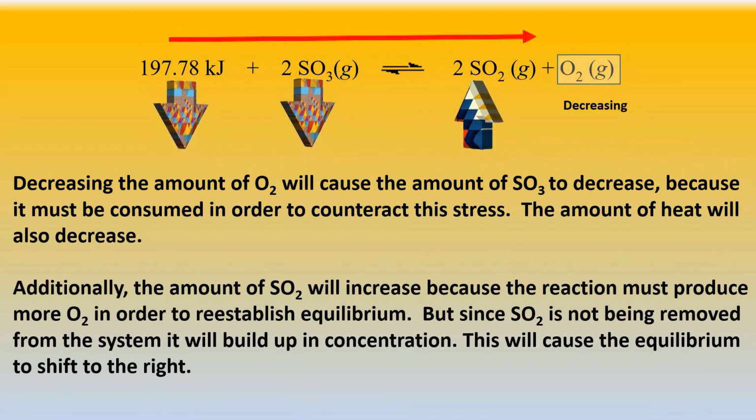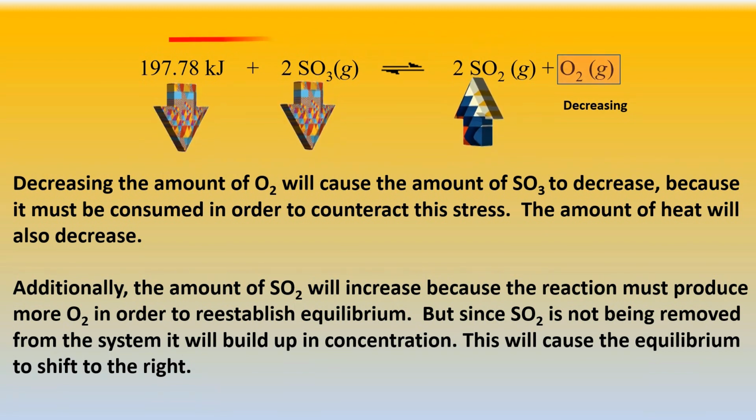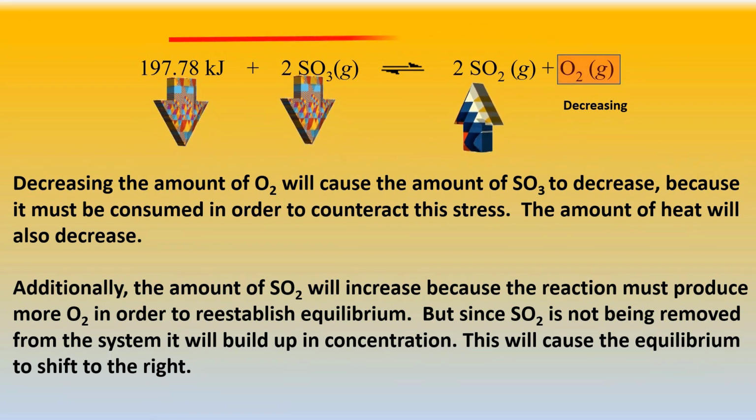Additionally, the amount of SO2 will increase because the reaction must produce more O2 in order to re-establish the equilibrium. But since SO2 is not being removed from the system, it will build up in concentration. This will cause the equilibrium to shift to the right.